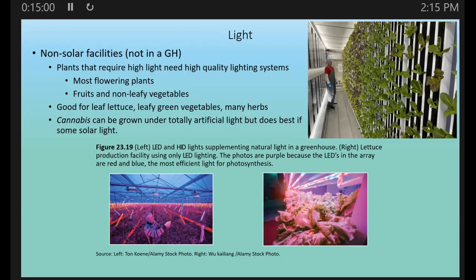And then you think about all of the vegetables out there. They're saying you need pretty good light intensity. Leafy greens certainly can be grown under those conditions really well. Lots of herbs really well. And they claim cannabis can be grown under totally artificial light, but they claim it does best with some solar light. Does anyone know if that's true?